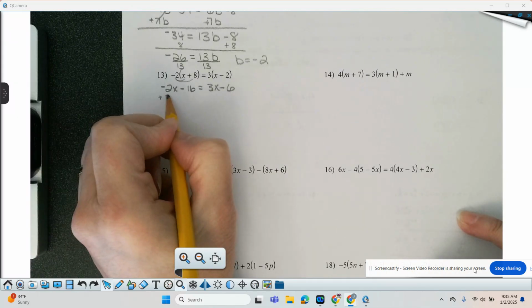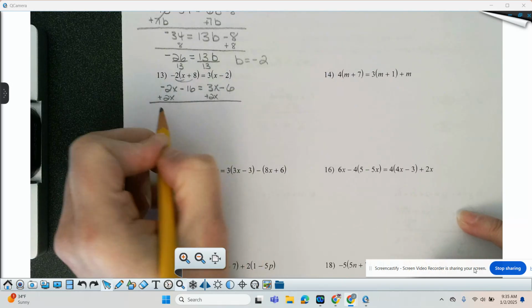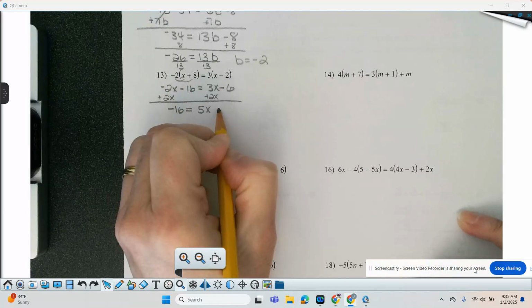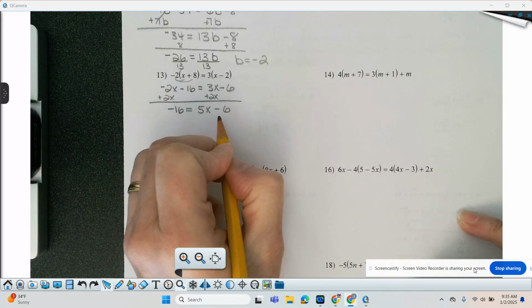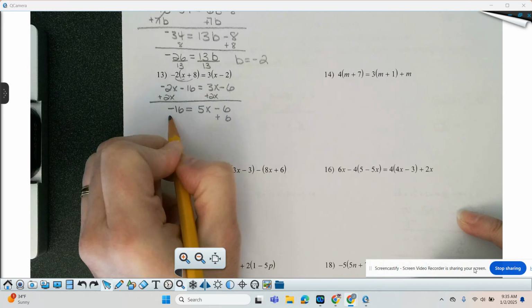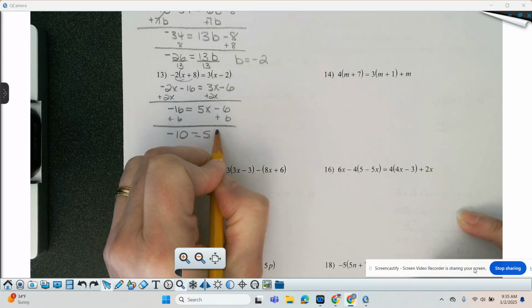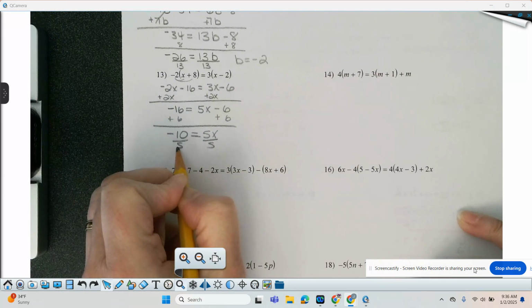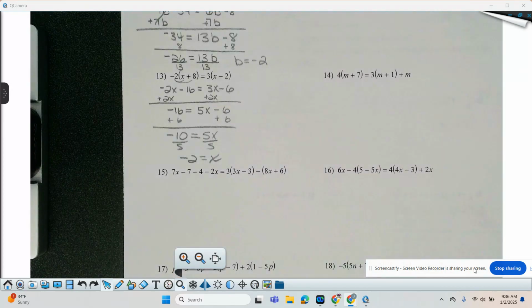I like to keep my x's positive, so I'm going to move that negative x to the other side. Negative 16 is going to equal 5x minus 6. The number with the letter is the last to move, so if we add 6, we get a negative 10 equals 5x. Dividing through by that 5 is going to leave us with a negative 2 equals x.